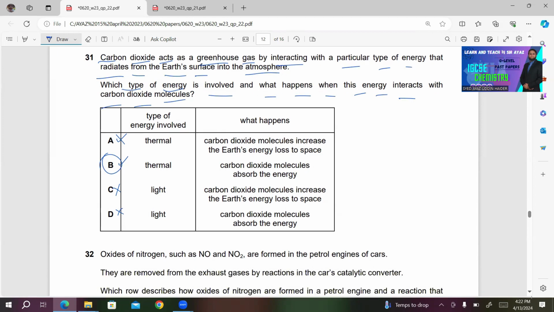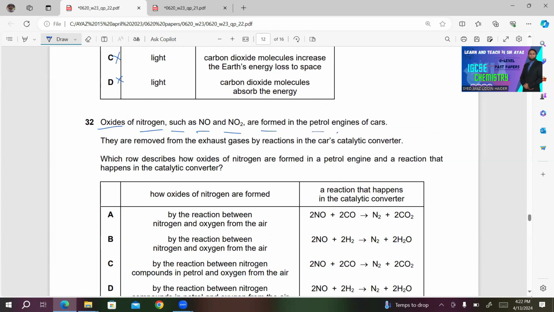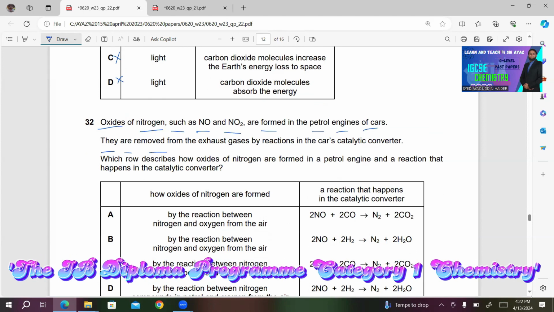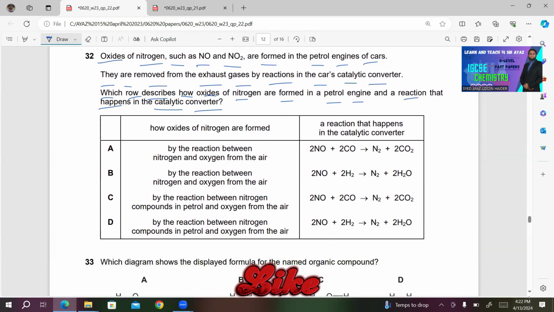32. Oxides of nitrogen such as NO and NO2 are formed in the petrol engines of cars. They are removed from the exhaust gases by reactions in the car's catalytic converter. Which row describes how oxides of nitrogen are formed in a petrol engine and a reaction that happens in the catalytic converter? How are the oxides formed? First of all, you see this: by the reaction between nitrogen and oxygen from the air, yes. Either A is correct or B is correct.